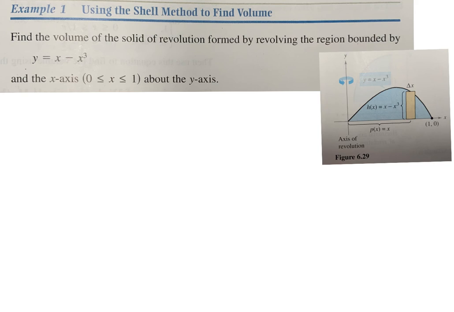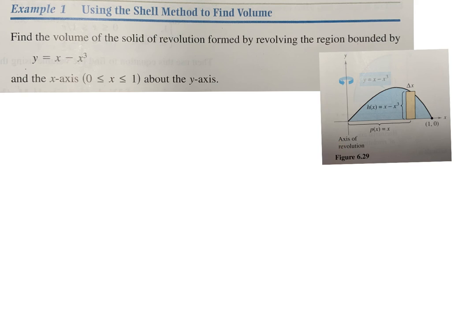This says, find the volume of the solid of revolution formed by revolving the region bounded by y equals x minus x cubed and the x-axis, and then 0 is less than or equal to x, which is less than or equal to 1. And we're revolving it around the y-axis. Okay, so we are bounded by this function and the x-axis, right? They've told us that we're going from 0 to 1, and we want to revolve around the y-axis, all right?